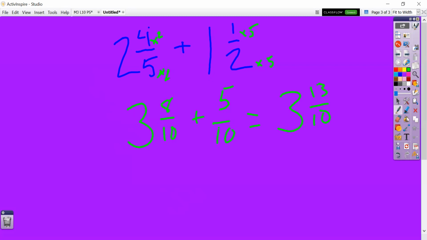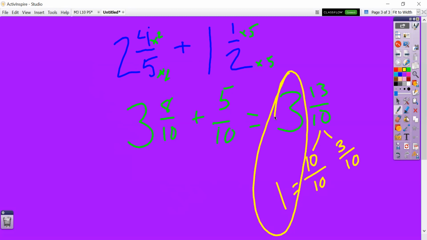You don't have to show the number bond, but I'm doing it so I can show you how my brain thinks about it. I know that we can pull 10 tenths out of this, which is 1 whole, and that would leave us with 3 tenths left over. So now I'll combine the whole numbers and then have my part. So really this is 4, and what's left over is that 3 tenths.